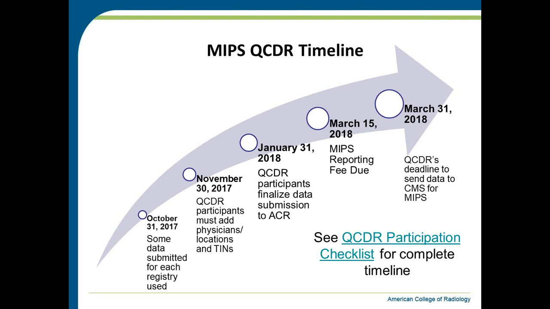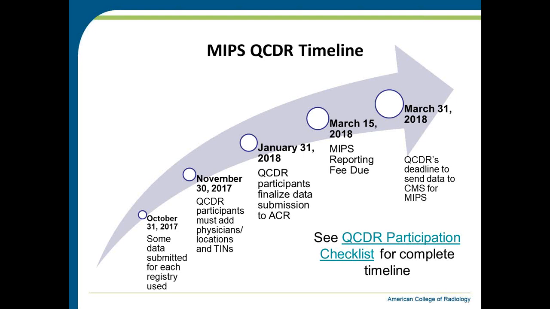January 31st is actually when QCDR participants, anyone using our registries, we want you to have your data submitted to our registry finalized by January 31st of 2018 so that we may aggregate the results and give you real-time feedback so that you can select your best measures for CMS reporting.